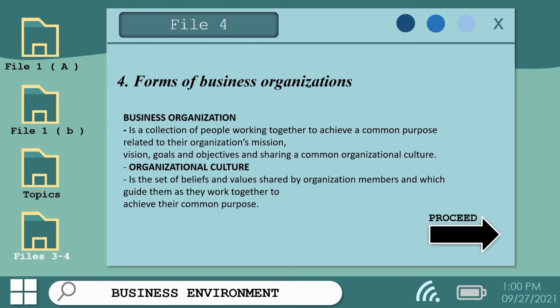First is sole proprietorship. The simplest and most common form of business ownership. A sole proprietorship is a business owned and run by someone for their own benefit. The business's existence entirely depends on the owner's decisions. So when the owner dies, so does the business.